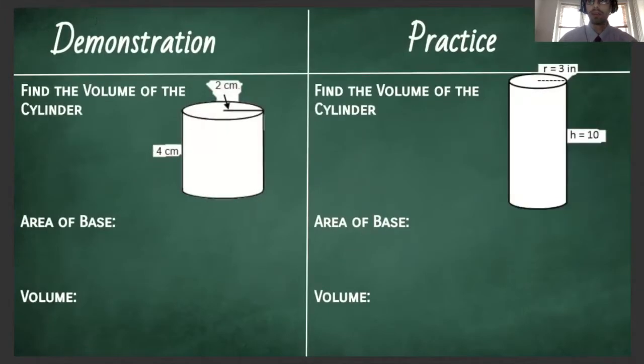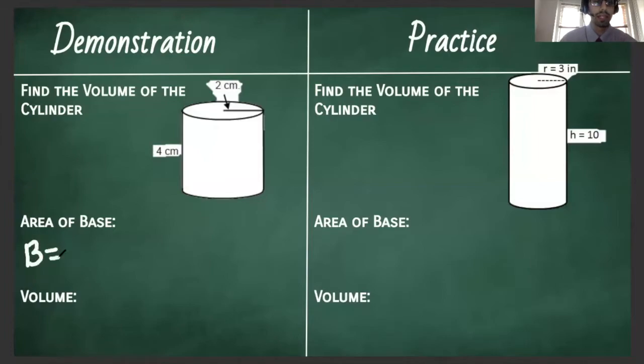So jumping into a problem, we're going to follow the same conventional format that we've been following, okay? I'll be demonstrating over here on the left, and the right side will be an opportunity for you guys to practice. So let's get into it. The problem over here asks me to find the volume of this cylinder, okay? So in order to find the volume of the cylinder, I need the area of the base and the height of the cylinder, okay? The area of the base is going to be a circle. To find the area of the base, I'm going to have to use this formula that we talked about a little bit earlier, right? Okay.